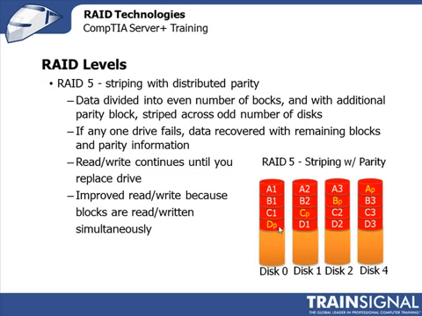With RAID 5, if one drive fails, the data can be recovered with the remaining blocks plus the parity information, and read-write operations will continue until you replace the drive. So you can probably see why this is one of the more popular levels of RAID. You also have improved read-write performance because blocks are read and written to simultaneously. RAID 5 is sort of a good combination of performance, fault tolerance, and high capacity.